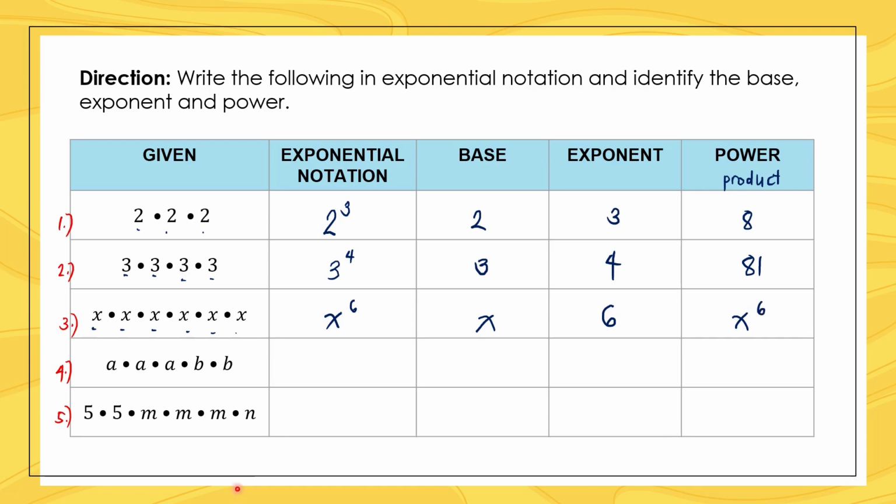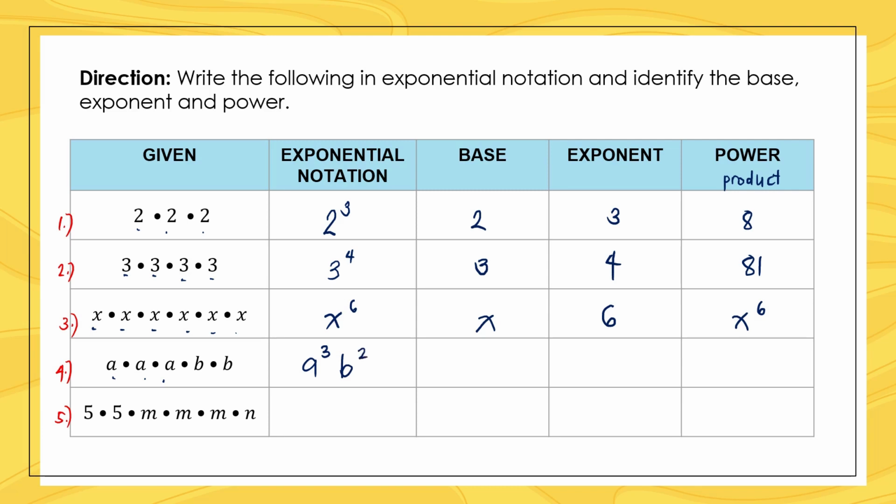Okay? No need for you to write anything in here. You will not substitute anything for x. This is the power already. Next, let's have number 4. We have a times a times a times b times b. So the exponential notation for this is a. How many times? 1, 2, 3. A cubed. B, 1, 2. Squared. A cubed, b squared.